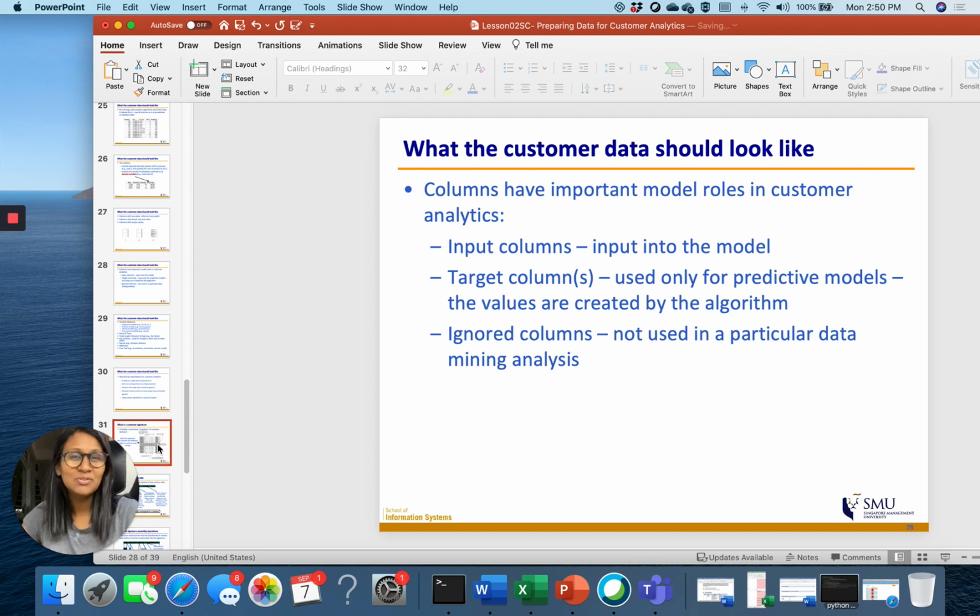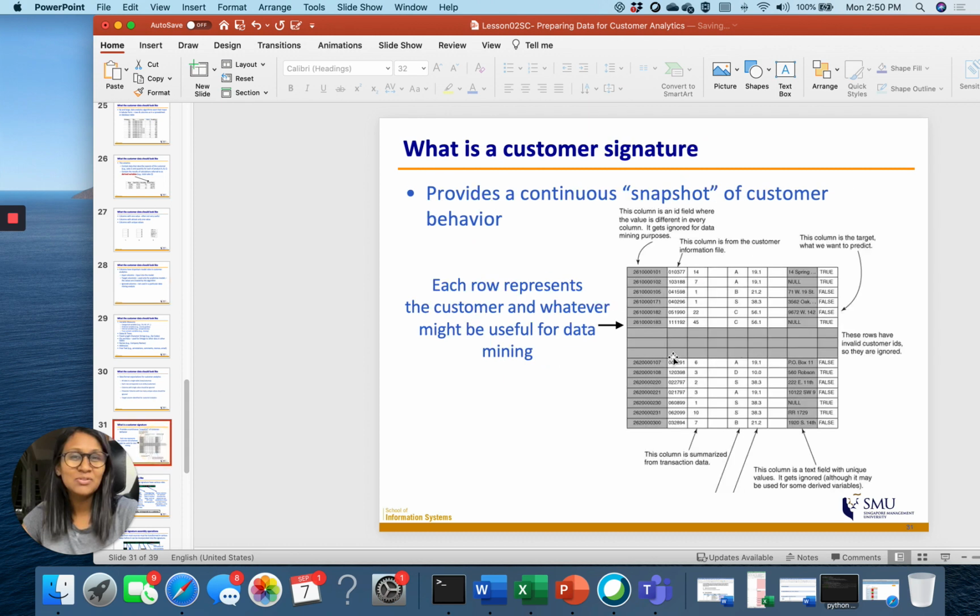So let me come to this particular slide where we're talking about customer signature. Customer signature essentially provides a snapshot of customer behavior. It represents the data at the customer level, so each row represents a customer.